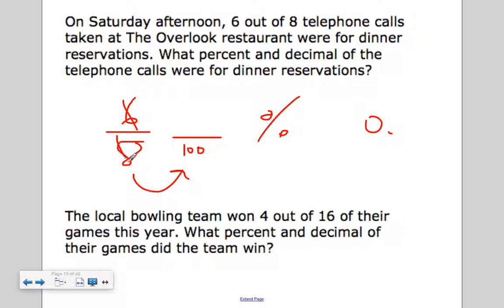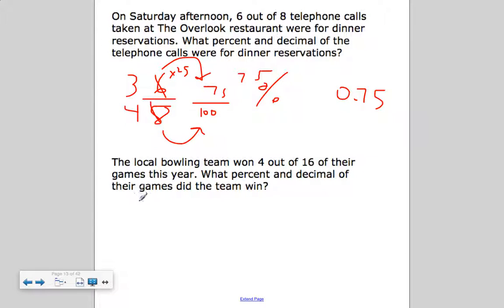Could I simplify 6/8 to 3/4? I could. Now can I build it up to 100 using 4? Oh yeah, that would be times 25. So I'm scaling it forward. So that'd be 75 hundredths, or 75%, or 0.75. And that is, so 75%. That means more than half of the phone calls are for dinner.